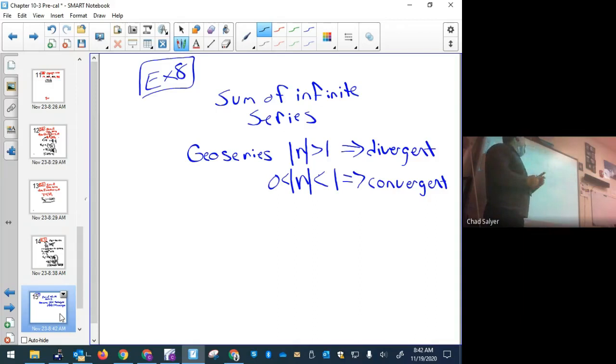We'll talk about the sum of an infinite series. So with a geometric series, if the common ratio is greater than 1, it is automatically divergent. If the common ratio has an absolute value between 0 and 1, it is automatically convergent. So absolute value greater than 1, divergent. Absolute value between 0 and 1, convergent. So the common ratio must be between 0 and 1 for its absolute value for the infinite sum to exist.